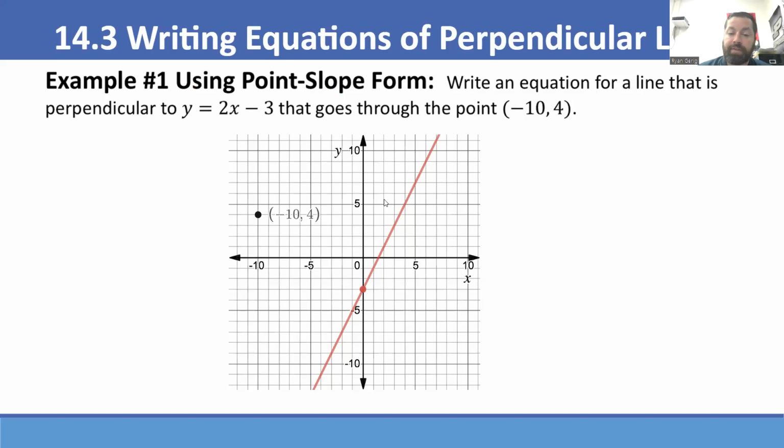So again, I'm going to show you graphically. I'm not going to be giving you this. You should be able to do this without the graph, but I'm showing you graphically what we're doing. So the line 2x minus 3 is graphed right here. I got the point negative 10, 4 way over here. I'm going to write the equation of the line perpendicular to the red line that goes through that point.